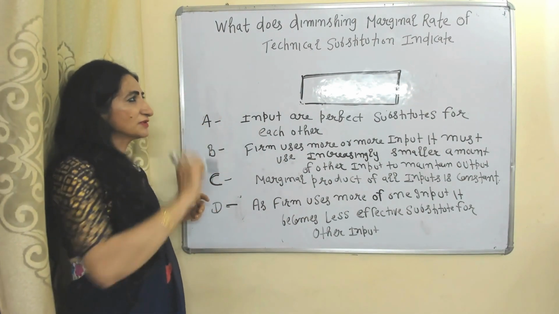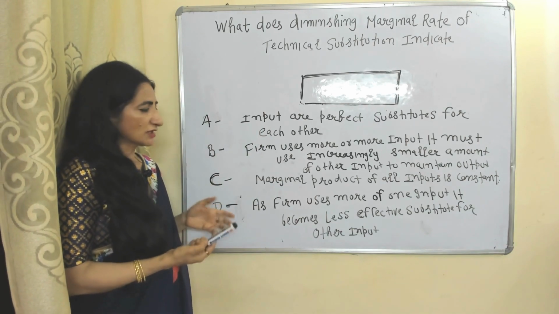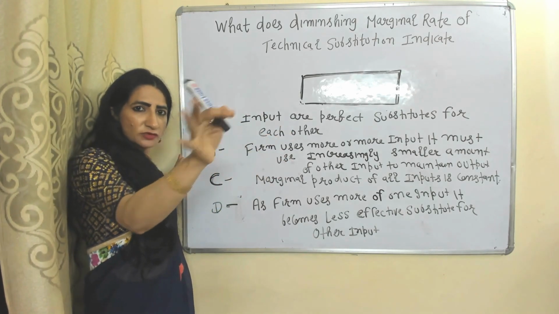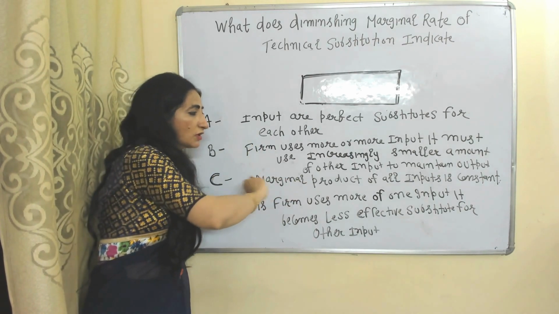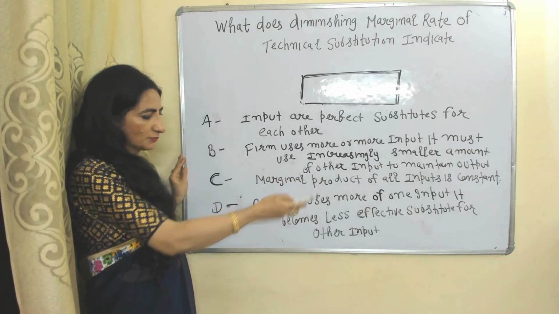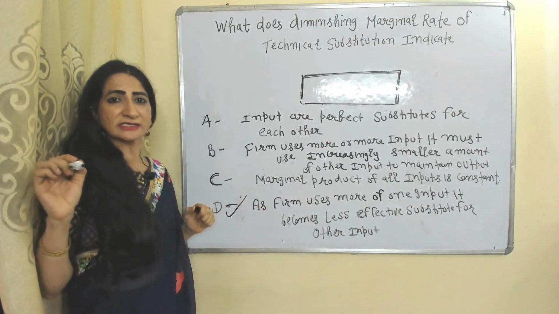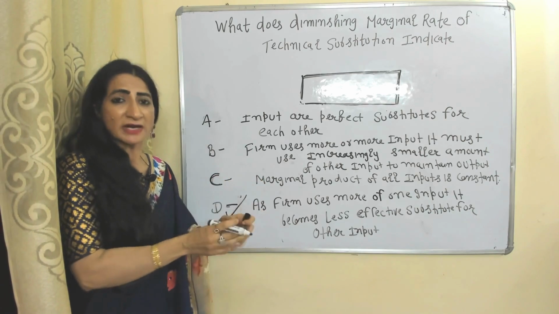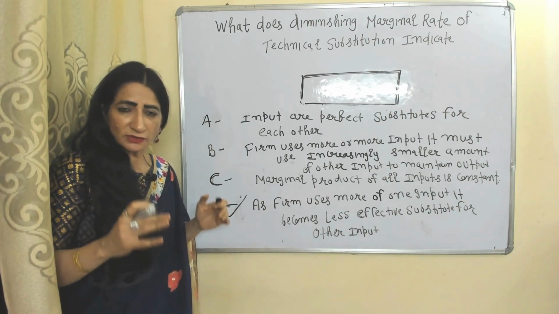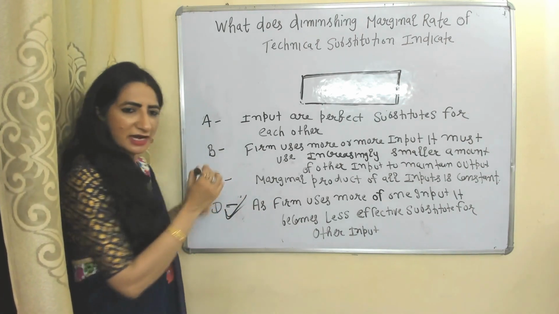Next question, what does diminishing marginal rate of technical substitution indicate? Inputs are perfect substitutes for each other? No. As a firm uses more and more of one input, it must use increasingly smaller amounts of the other input in order to maintain output? No. Marginal product of all inputs is constant? Absolutely no. As a firm uses more of one input, it becomes a less effective substitute for the other input. This option is right. We have already discussed. As the firm is increasing labor but reducing capital, the marginal product of labor will decrease. That means labor will become less efficient as compared to earlier. So this option is right.